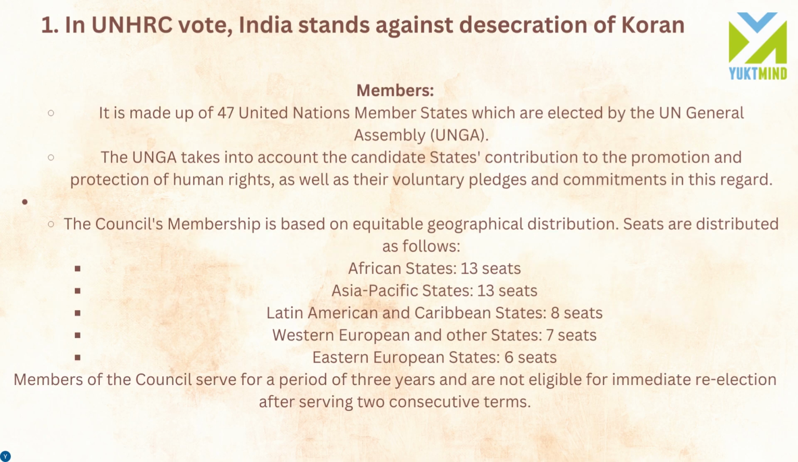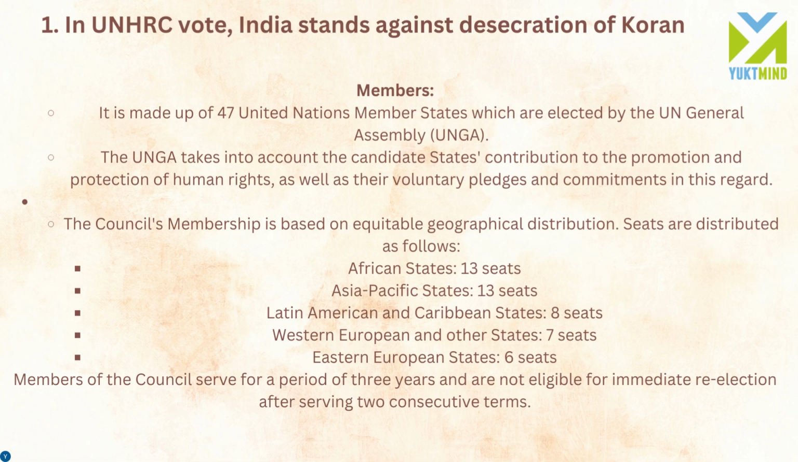The United Nations Human Rights Council is made up of 47 United Nations member states which are elected by the UN General Assembly. The UN General Assembly takes into account the candidate states' contribution to the promotion and protection of human rights as well as their voluntary pledges and commitments in this regard. The Council's membership is based on equitable geographical distribution.